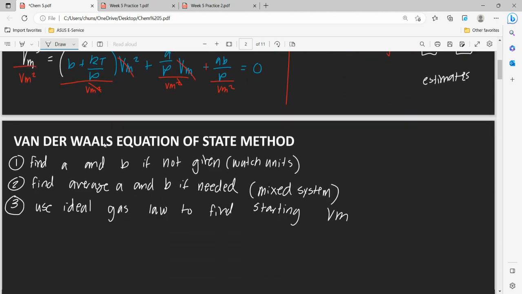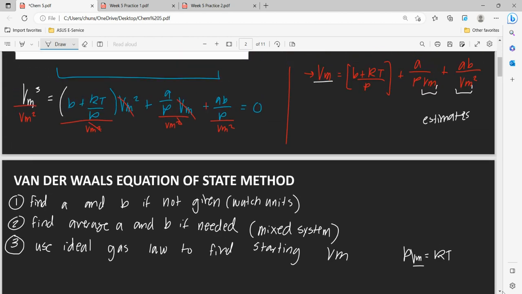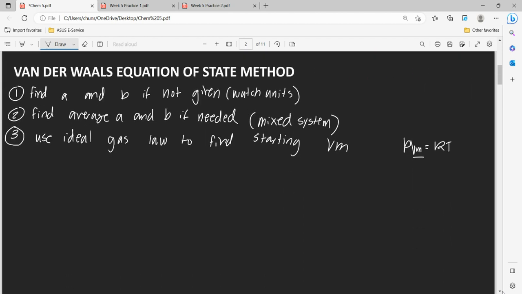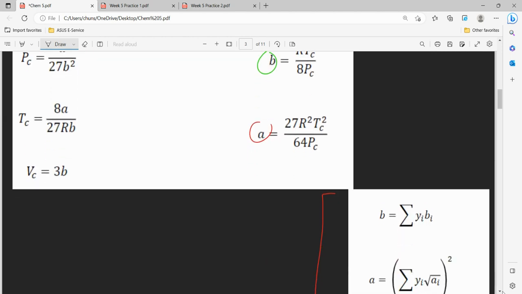So to start, we're just going to use our PVM equals RT equation to find our VM, using the ideal gas law. Then we're going to keep using this equation of state over and over again until we get an answer that's close enough. Usually it'll ask you how many iterations it wants you to perform. Good rule of thumb, do more than one, so do at least two iterations. And then you'll find your molar volume. Okay, it'll make more sense once we do an example.